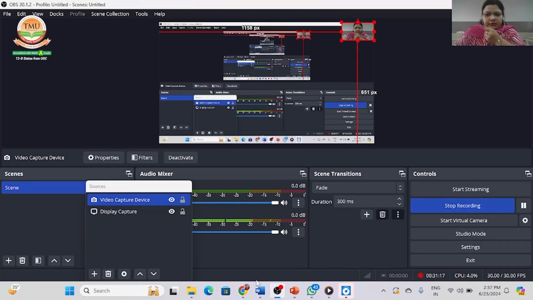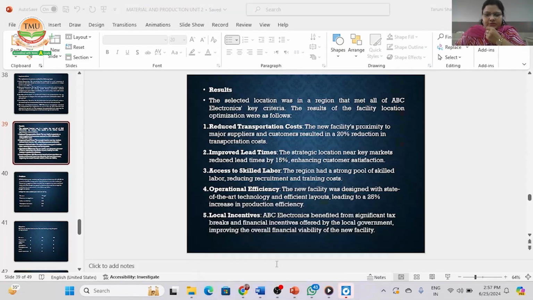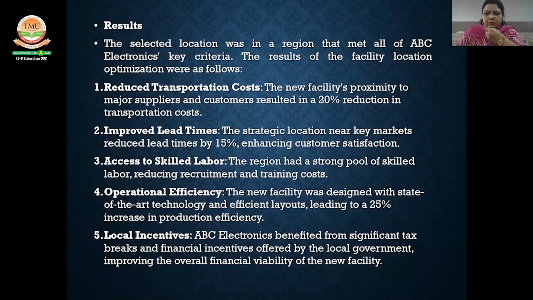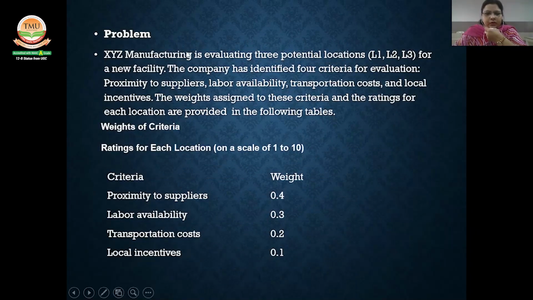So after the study of this case study, now let's move towards a question, or we can say a problem. This is a numerical. We will solve it, and it depends on the factor rating method, or we can say the weighted score method. The problem is given: XYZ Manufacturing is evaluating three potential locations, location one, location two, and location three, for a new facility. The company has identified four criteria for evaluation.